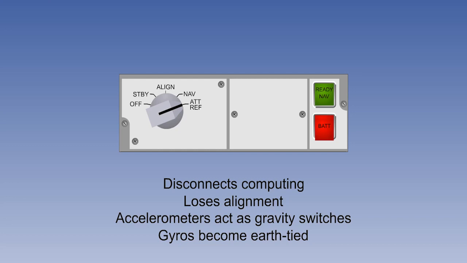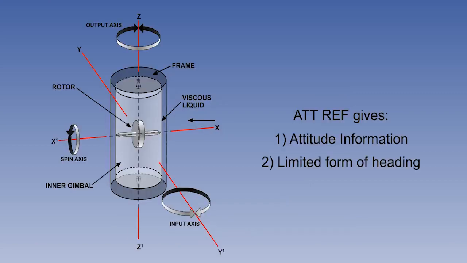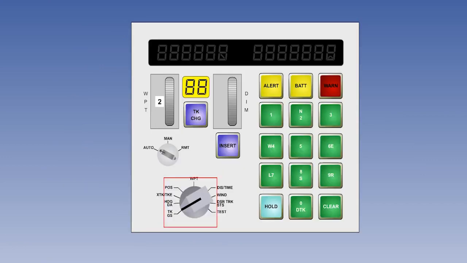Attitude reference, or ATREF, as the position is labelled, is used only in the event of a computing malfunction or loss of alignment. It maintains the operation of the gyros, but all computing and alignment is lost. It gives attitude and a limited form of heading. We then looked at the control and display unit and went through each of the rotary switch functions. The alert light gives warning of approaching waypoint changeovers. The warn light is used to indicate malfunctions.